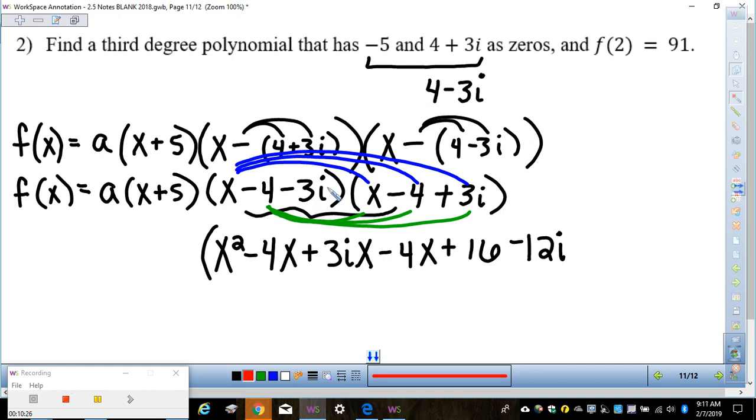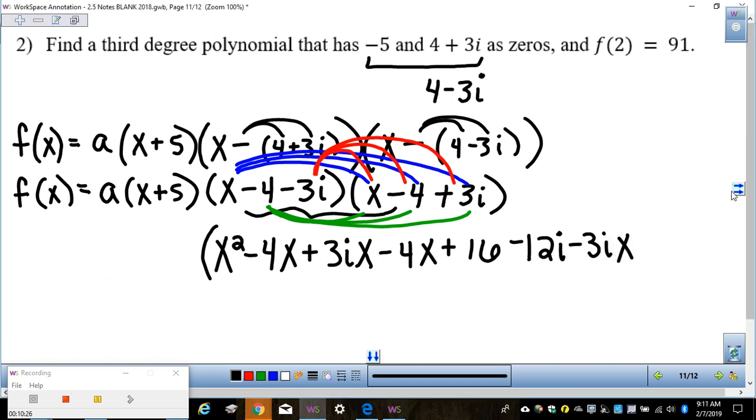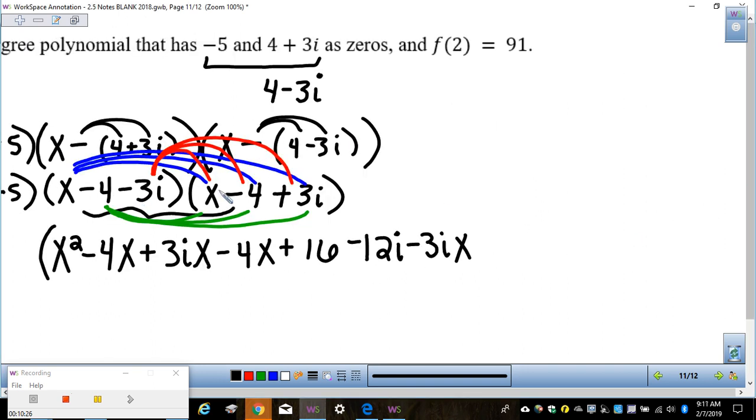Now we're going to do this one more time with the negative 3i. That is going to multiply by each part. So we've got negative 3i times x, which is negative 3ix. We have negative 3i times negative 4, so we've got positive 12i. Then we have negative 3i times positive 3i, which is negative 9. And then remember that i times i makes it negative 9i squared.